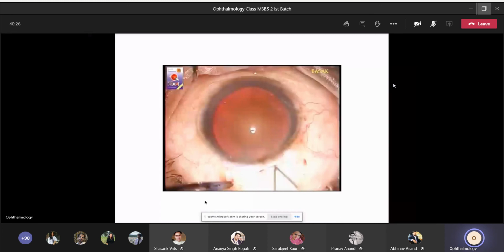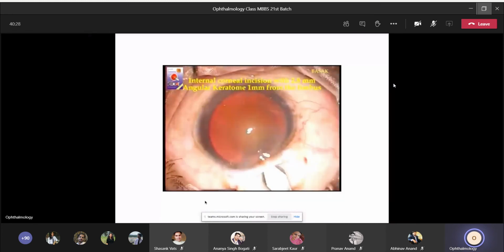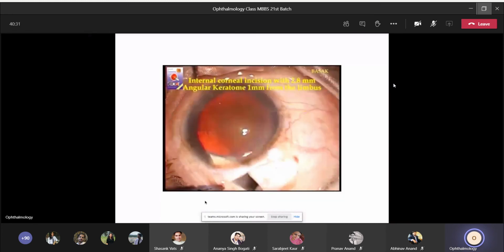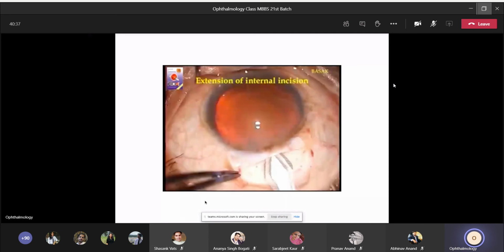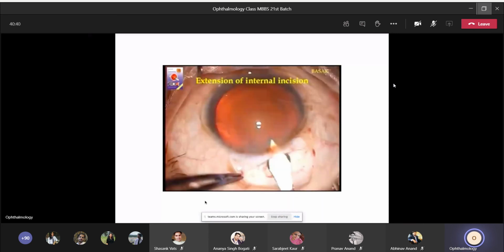Now you have to give the internal incision. Enter the cornea, and then into the capsule. Now you are inserting this scoop so that the anterior chamber is maintained. So you are extending the internal incision in the cornea.